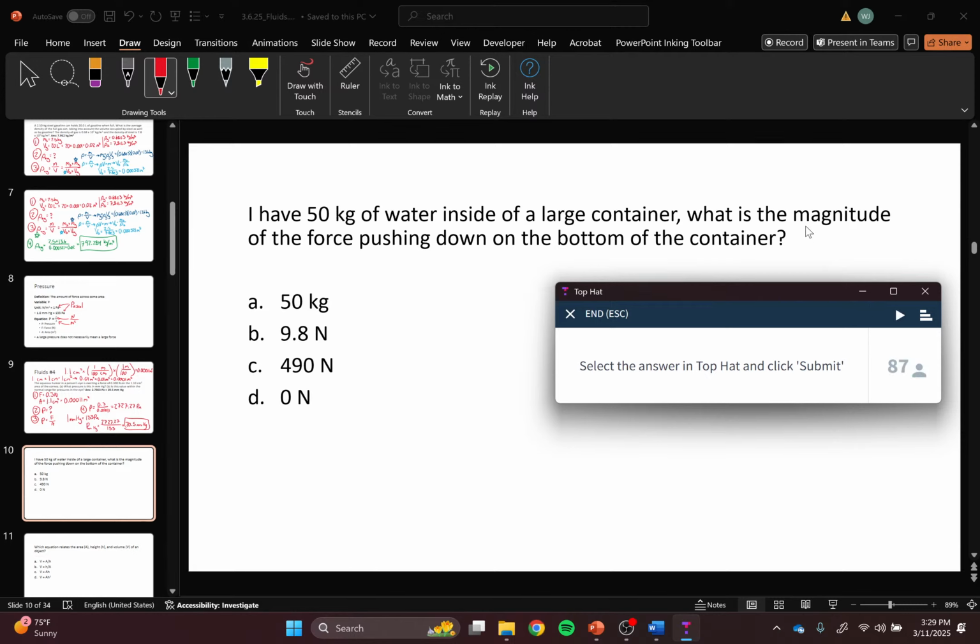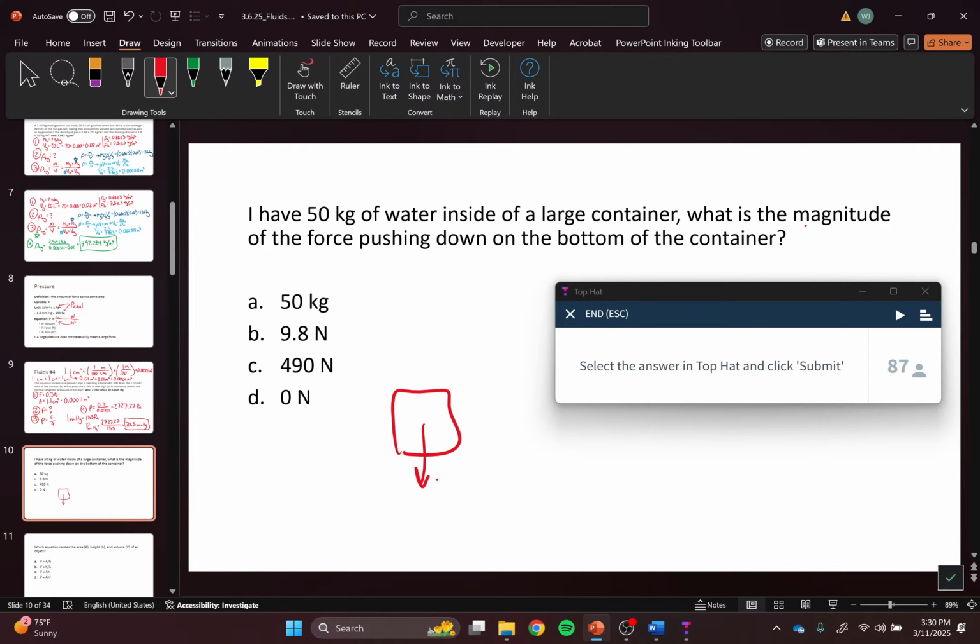All right, so again, I kind of gave away a decent amount of this. Why is it pushing down? Because of gravity. Great. What's going to be that force due to gravity? It's just m times g. It's just 50 times 9.8. It says magnitude, so we take the absolute value. And yeah, it's 490 newtons. That's the only answer that was possibly reasonable. Nothing has changed. Just because we're talking about fluids doesn't mean gravity stops existing.